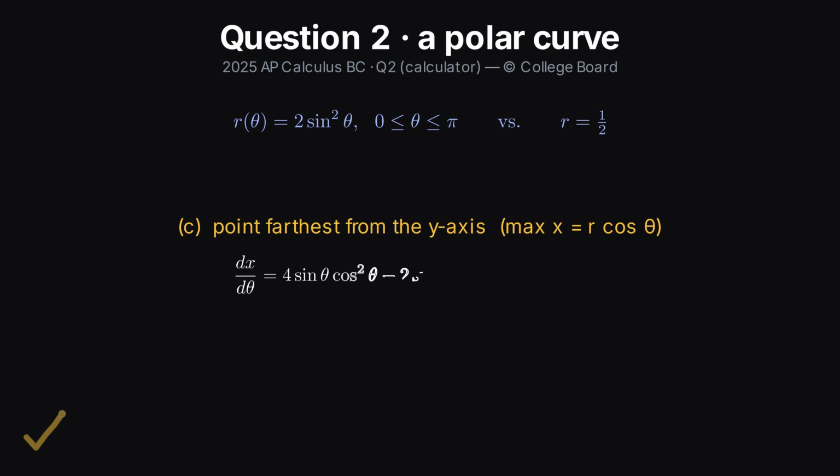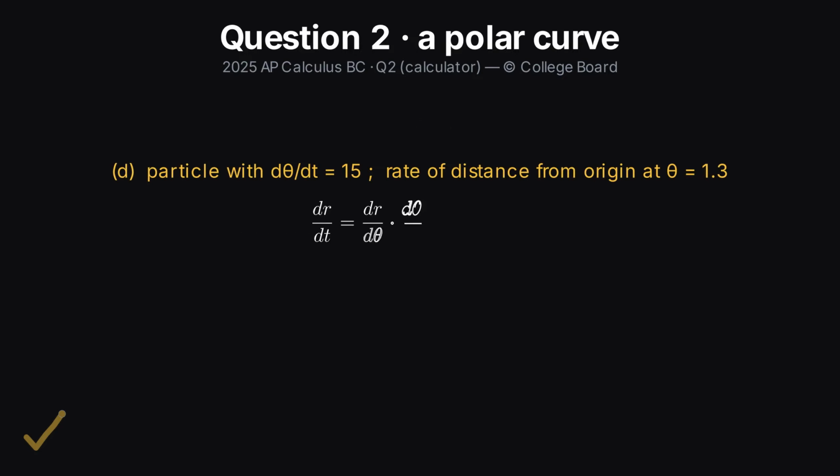Part C. Farthest from the y-axis means the largest x, which is r cosine theta. Setting its derivative to 0 on 0 to pi over 2 gives theta about 0.955. Part D. With d theta dt equal to 15, the distance from the origin changes at dr d theta times 15. That's 1.031 times 15, about 15.465.